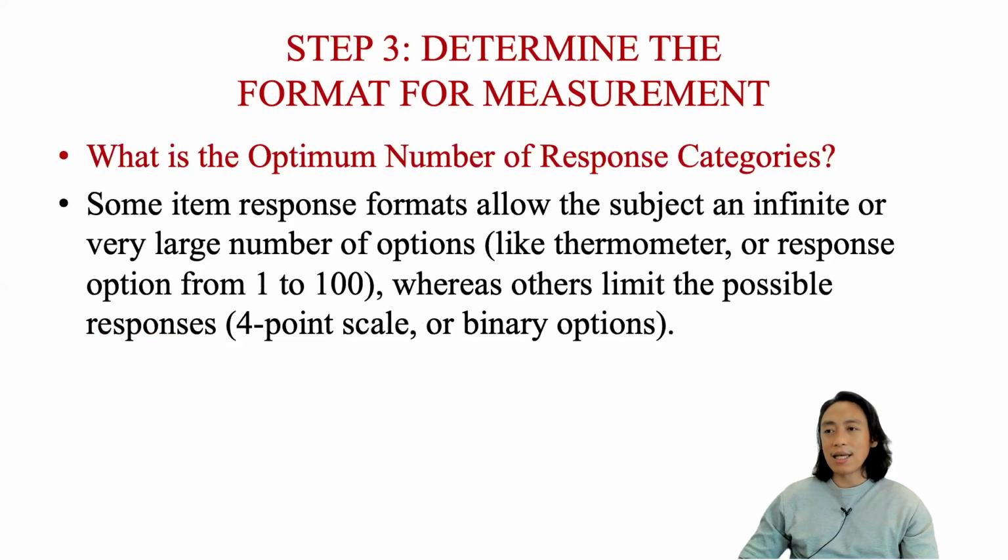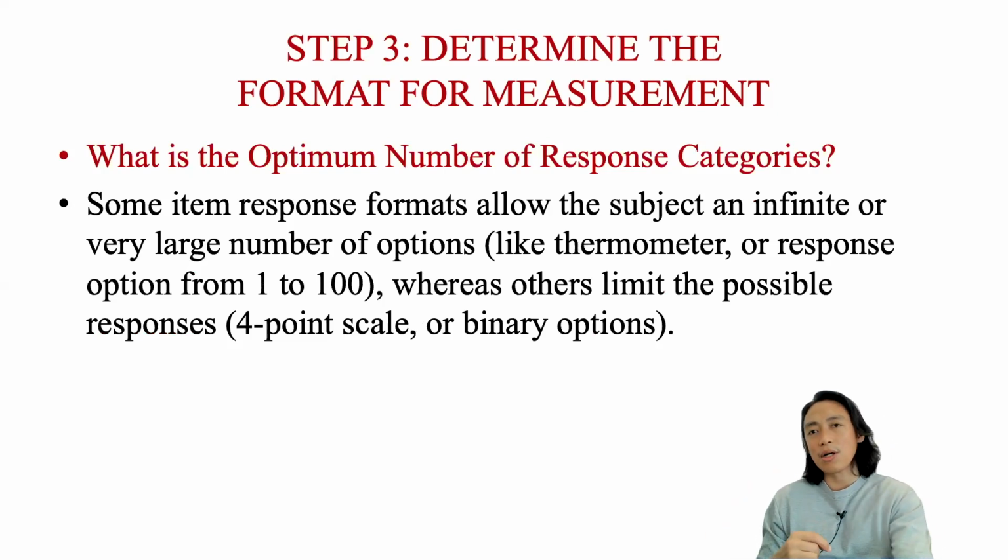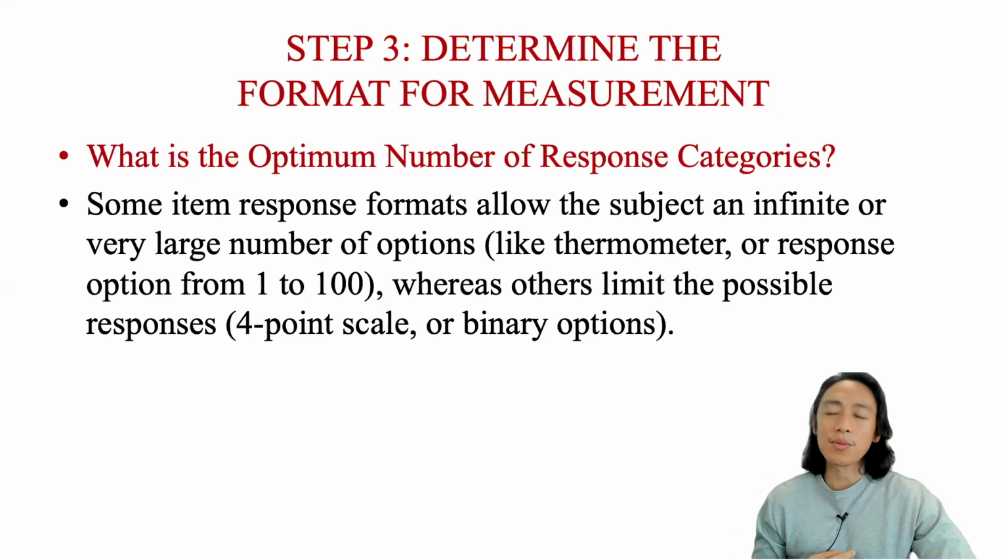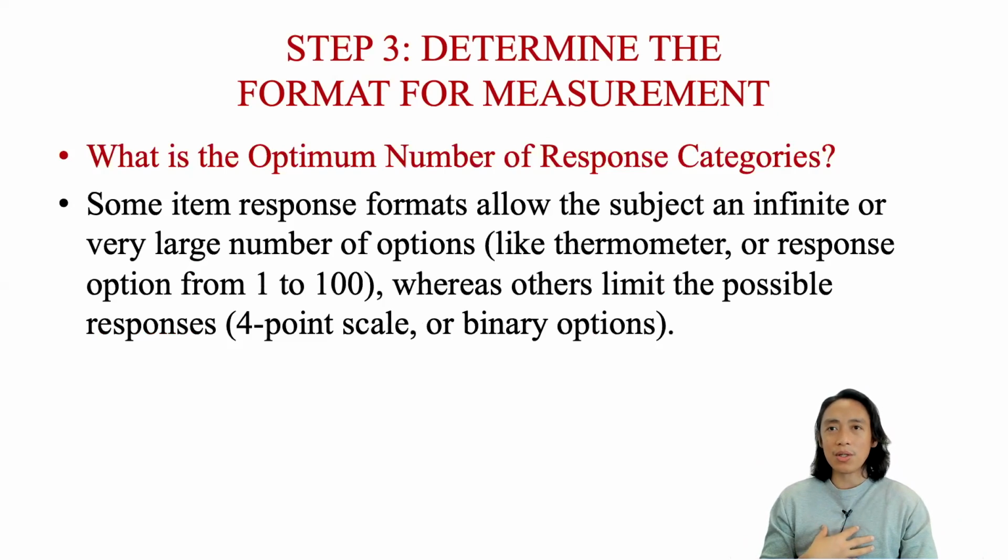For example, scales like the scale of a thermometer or a response option from 1 to 100 provide a wide possibility of response categories. In fact, there are some response formats wherein you only have a line, and the one who's taking the test is instructed to indicate the response by jotting on the line to express his or her opinion or self-reporting within that particular continuum.